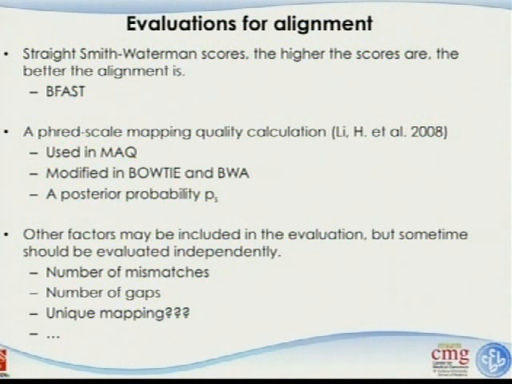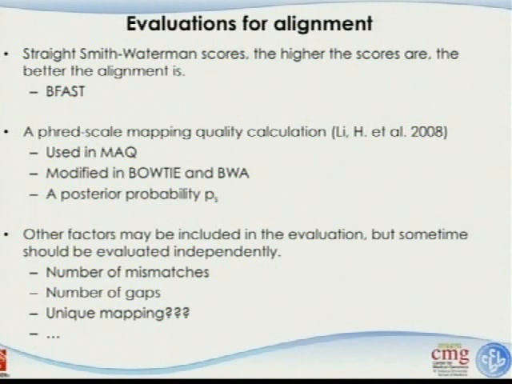But other factors that need to be considered, and sometimes should be evaluated independently, are the number of mismatches allowed and the number of gaps. If you map one sequence read to the genome, you can count the number of mismatches of that alignment. Sometimes these are very important statistics, because when we do the alignment, we tend to increase the sensitivity. We tend to make the alignment a little bit looser, meaning that we allow a lot of mismatches. And this is a good place to tighten it up. You really need to minimize the mismatches, or decide what you can tolerate. And the number of gaps, and also whether this is a unique mapping, can be evaluated as well.